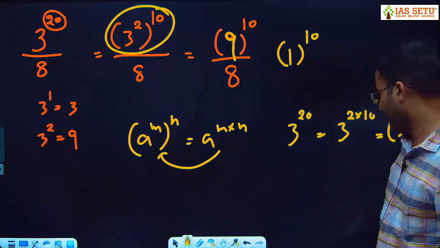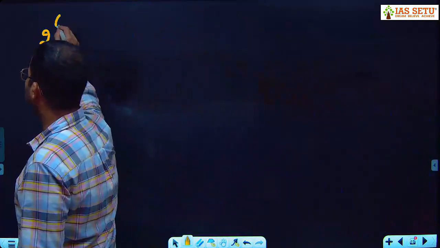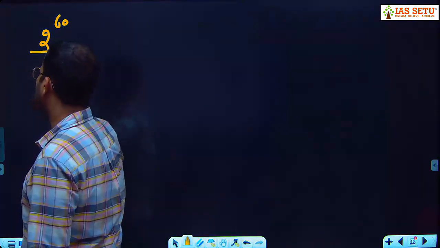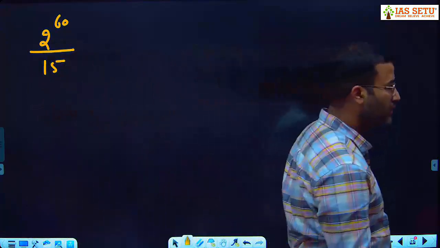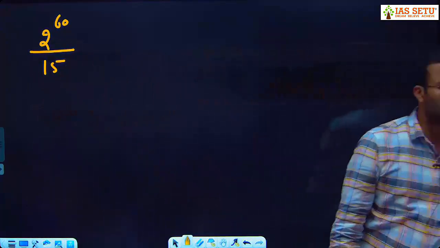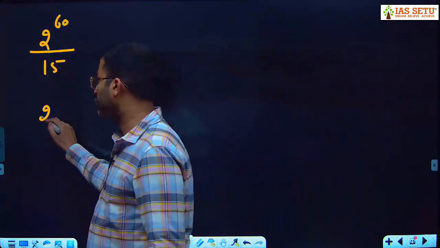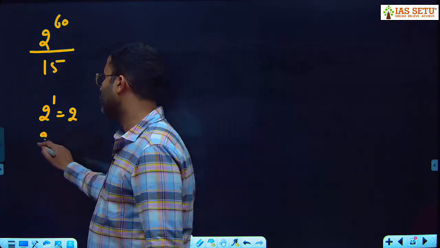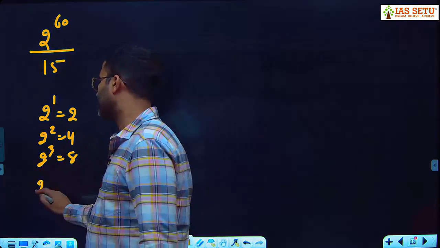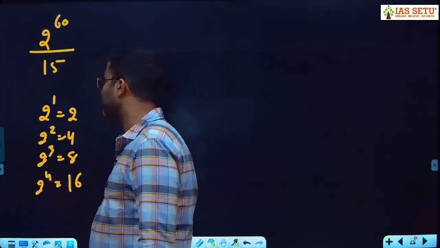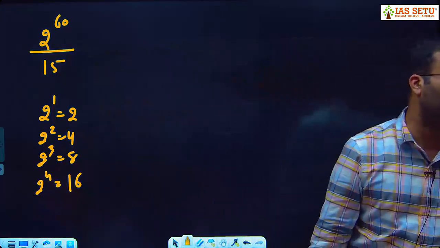I take one more example. It is asked 2 to the power 60 divided by 15. What is the remainder? First step, power of 2 near to 15. 2 to the power 1 is 2, 2 to the power 2 is 4, 2 cube is 8, 2 to the power 4 is 16. And if you get a value which is 1 extra as compared to the denominator, perfect.